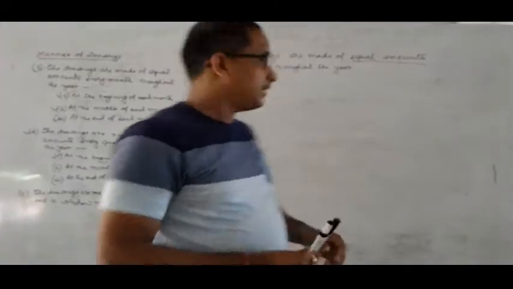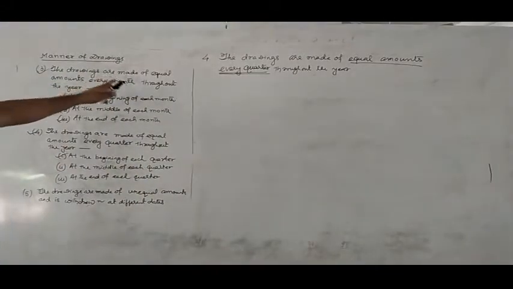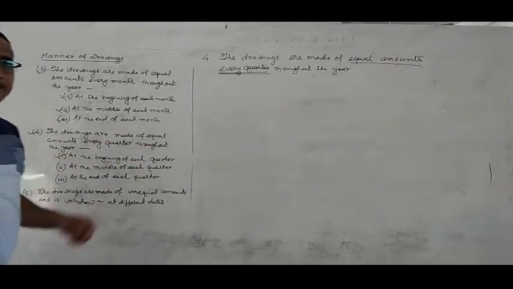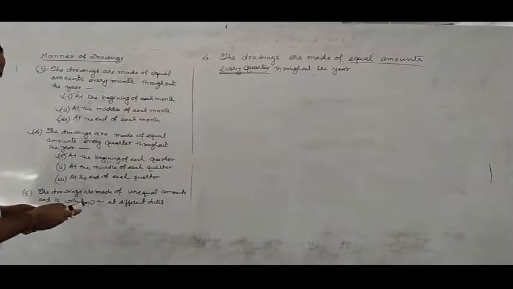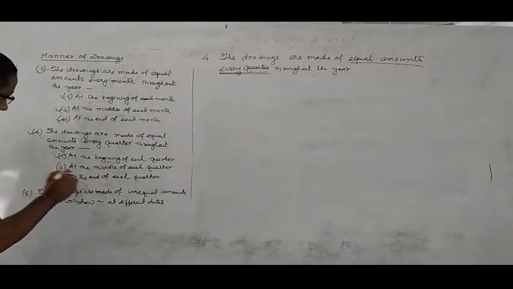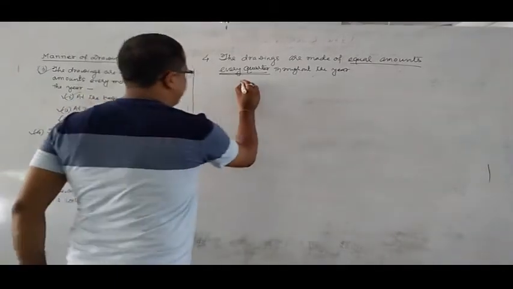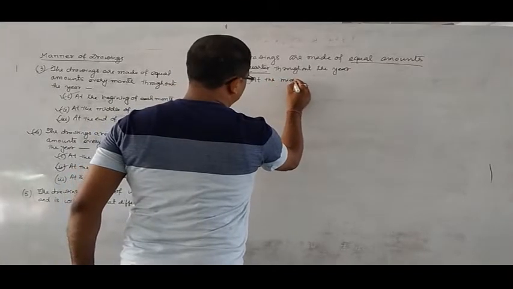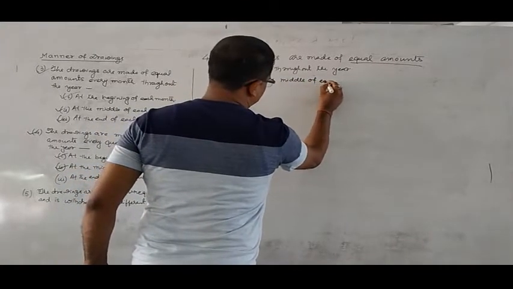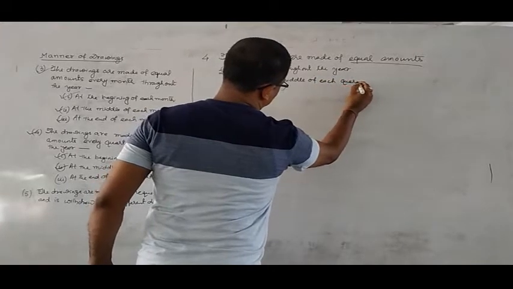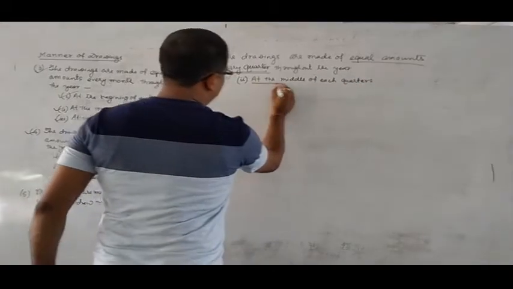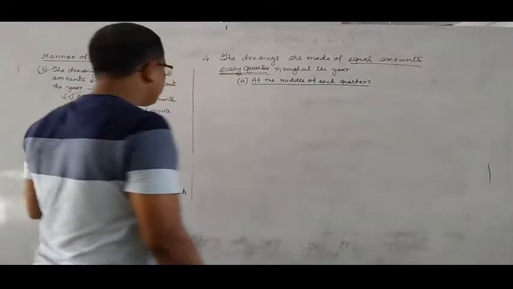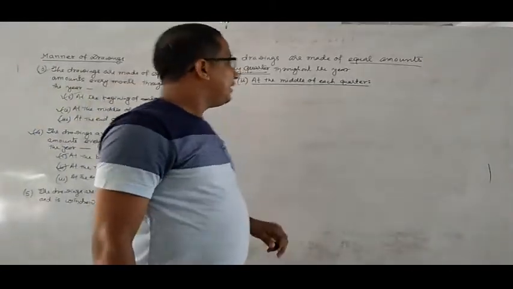Good morning, students. In the last class, we discussed drawings made in equal amounts every quarter throughout the year, at the beginning of each quarter. Today I am going to discuss the next topic, that is, drawings at the middle of each quarter. Now you see, the drawings are made at the middle of each quarter.